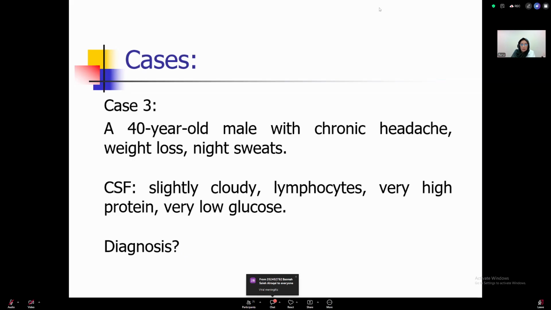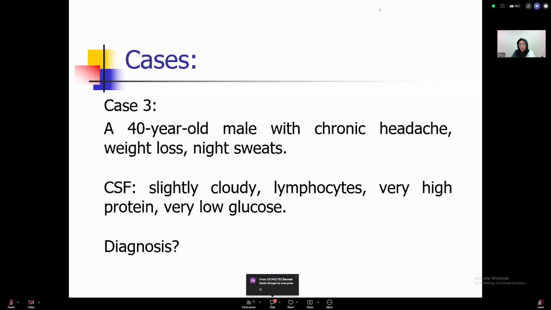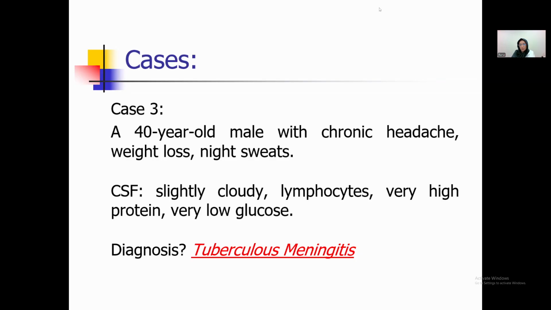The third case is a 40-year-old male with chronic headache, weight loss, and night sweats. The CSF is slightly cloudy, with high lymphocytes, lymphocytosis, very high protein, and very low glucose. Why do we say it's chronic? Because usually tuberculosis takes a long time, and night sweats are a clinical feature of TB. So here it is TB meningitis.